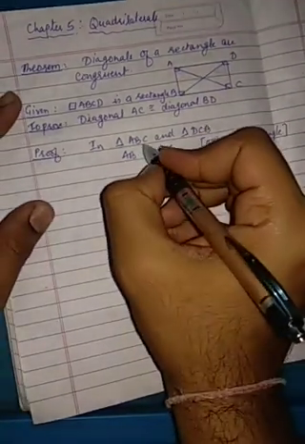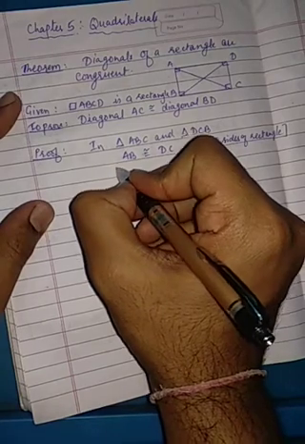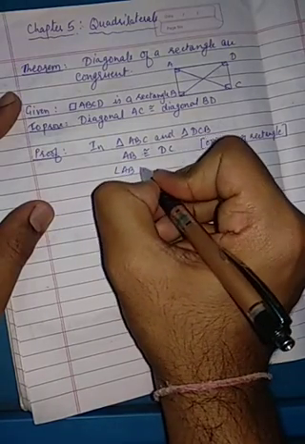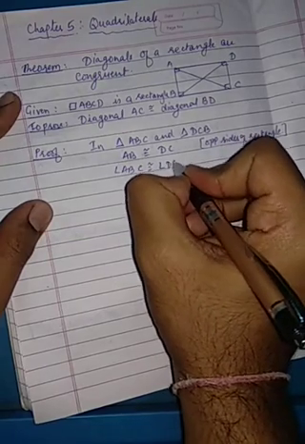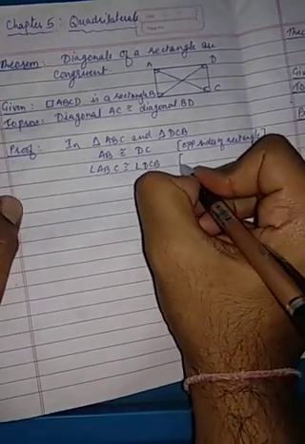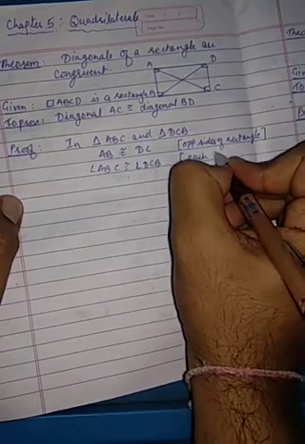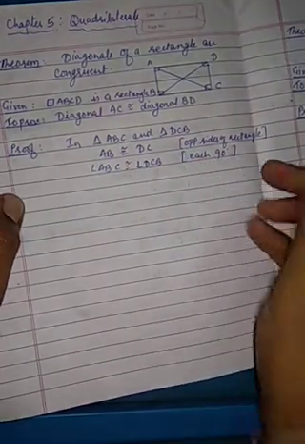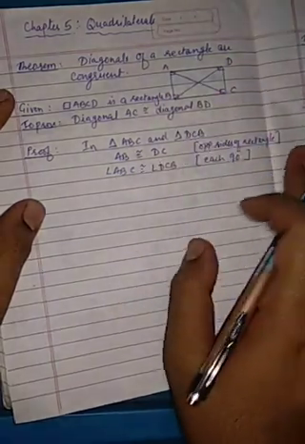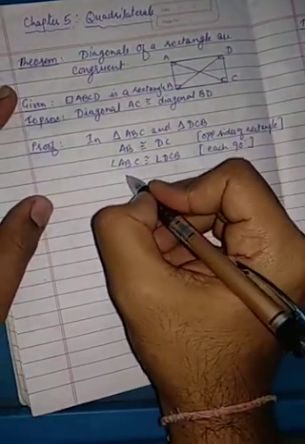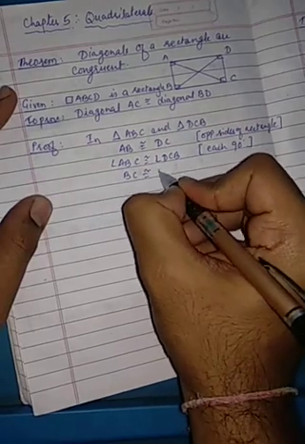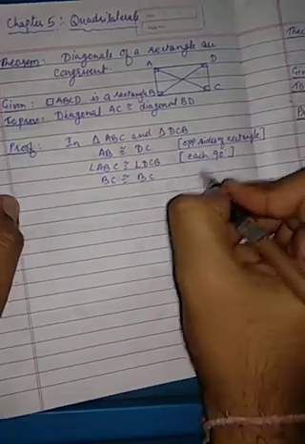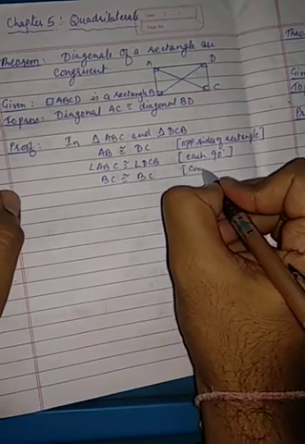Okay, then we have angle ABC congruent to angle DCB. Reason, each 90 degree. Okay, because all angles of rectangle are right angle. Then we have BC congruent to BC. Okay, that is common side.